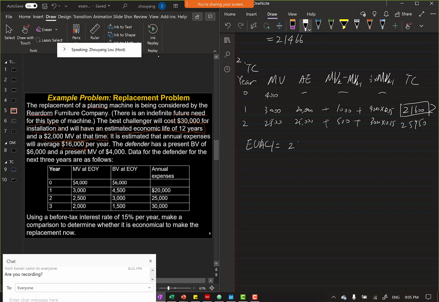So for the UAC at year one, that would be exactly the same number as the total marginal cost. That's this one. And the UAC at year two will be 23,622. And for the third year, that's 25,713. Okay, then what we can see is the UAC is increasing, and the minimum UAC for the defender is at year one, so we can say its economic life is 1 year, and we are still getting this UAC the same as the total marginal cost of the defender, and that's greater than the UAC of the challenger.